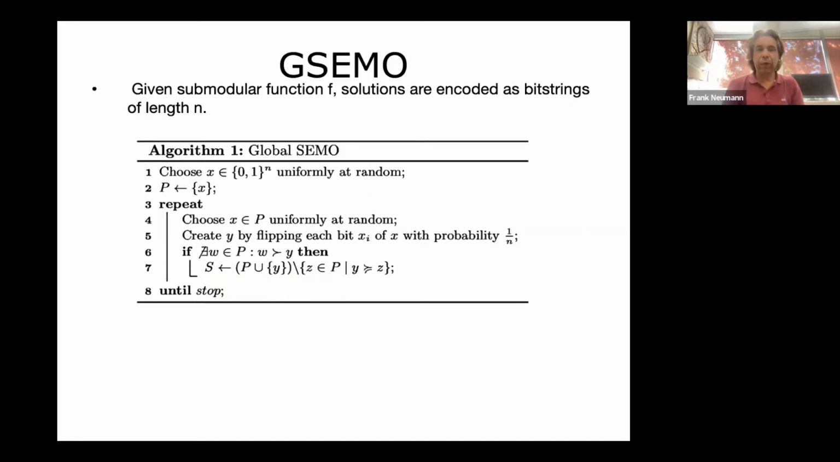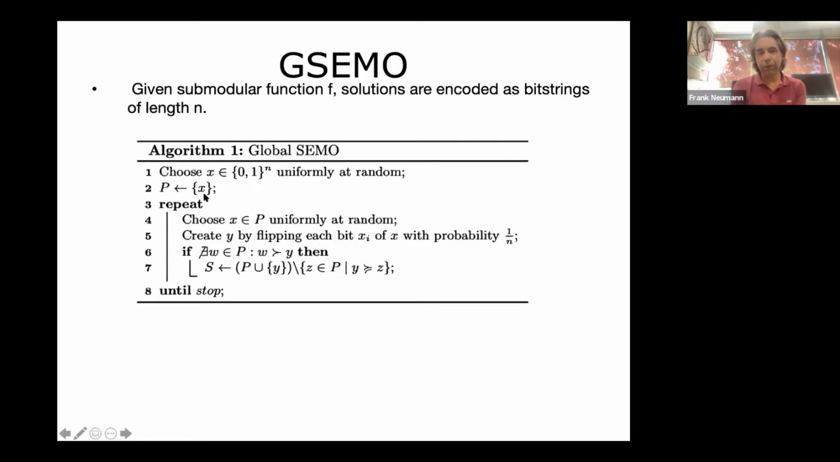All right. Okay. So the baseline algorithm that is considered here in most of these analyses is what we call the global simple evolutionary multi-objective optimizer. So what it does is it's working with this multi-objective formulation, and it starts with a solution uniformly at random. So you have a bit string of length n, which just means if the bit is set to 1, then you've selected an element, and if it's set to 0, then you haven't.